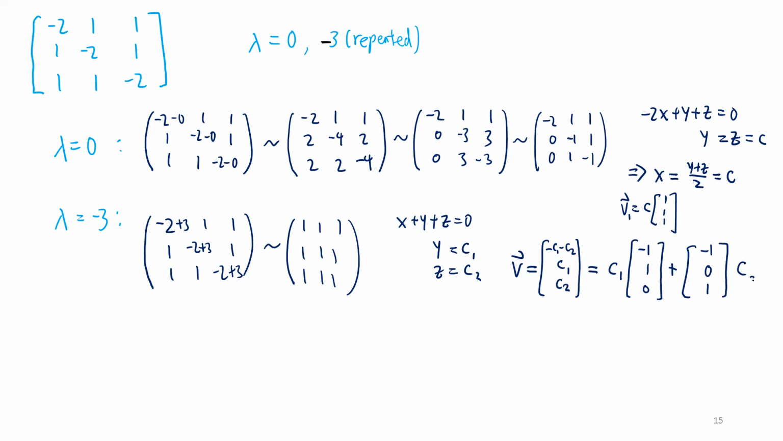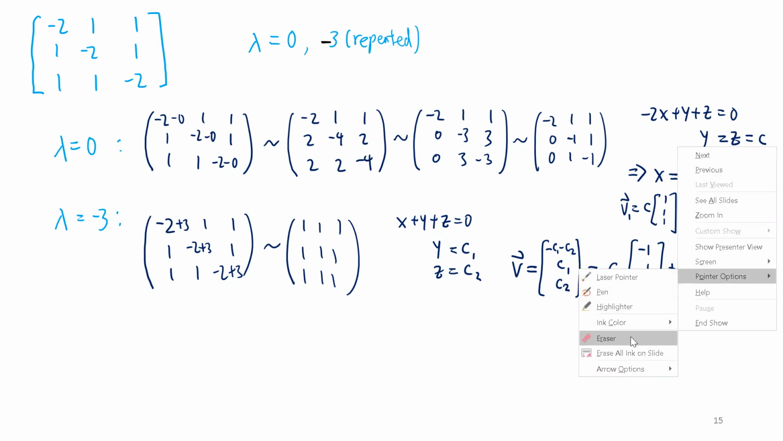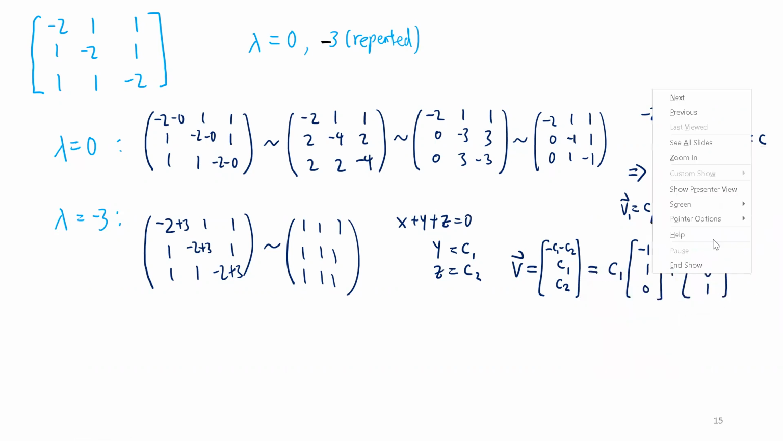Okay, so are we done yet? In principle, we have already found the 3 eigenvalues, and now we have 3 eigenvectors. Let me also write it in front.